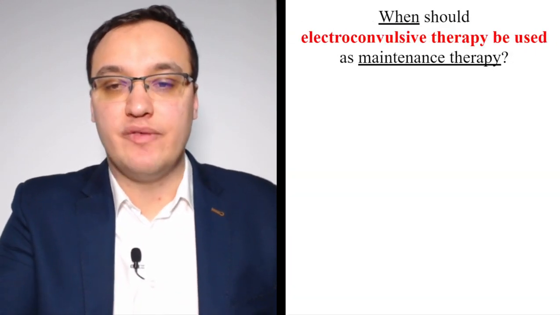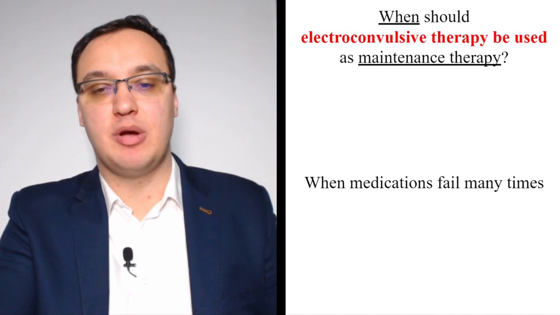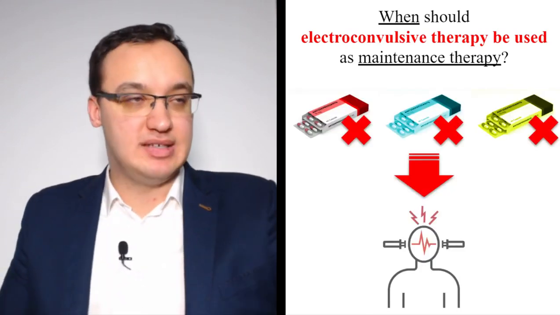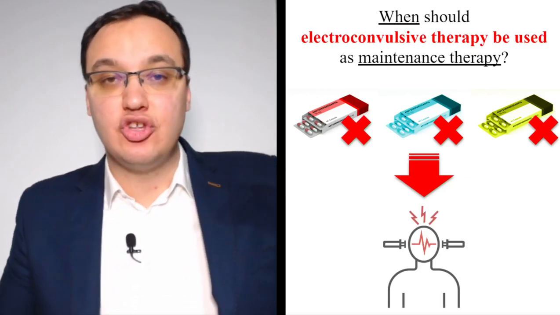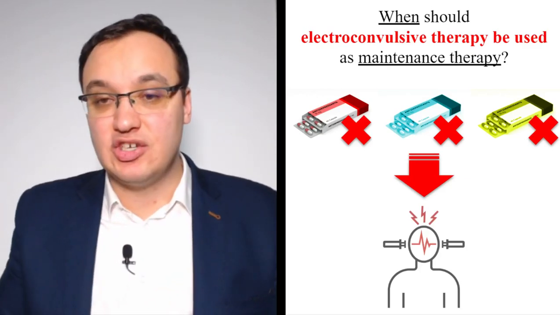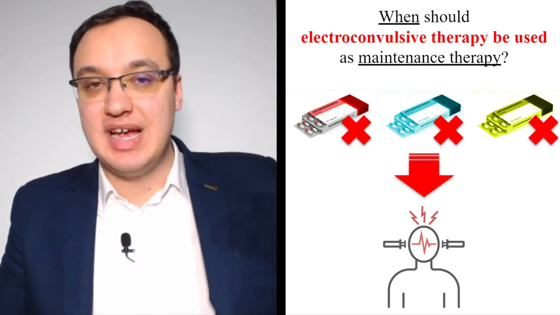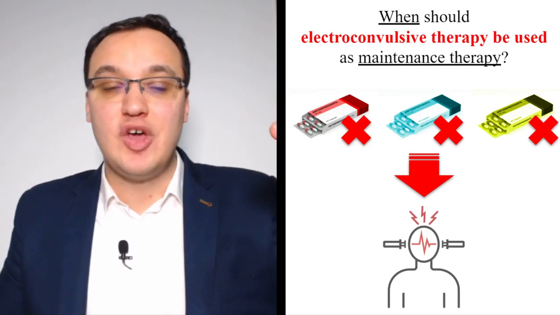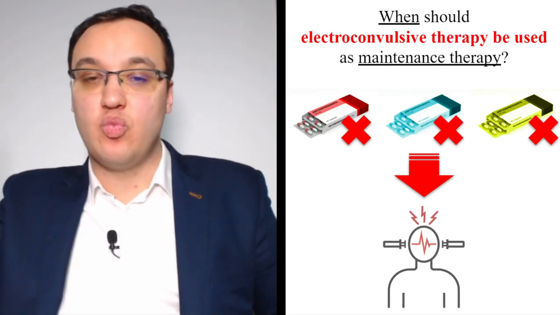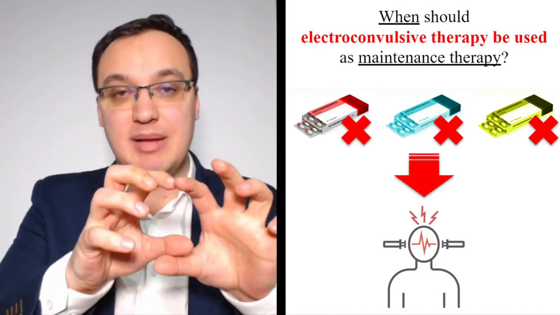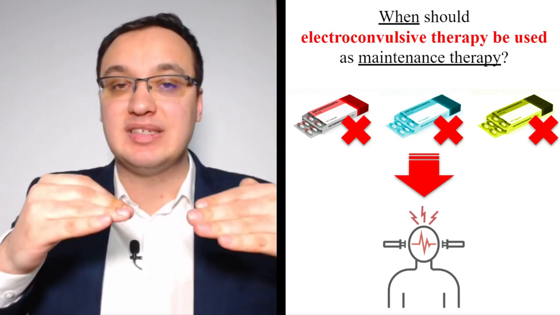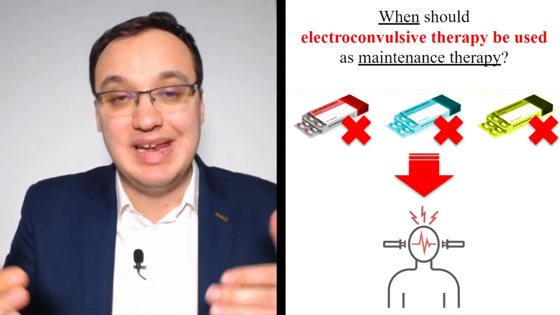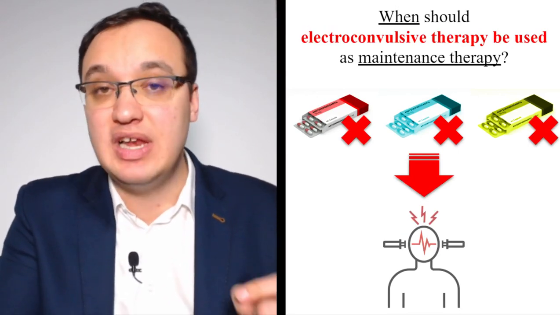Good. When should electroconvulsive therapy be used as a maintenance therapy? When medications fail many times. Meaning we tried this one, we tried to increase the dose, then we tried to switch the medication to another one, we tried to increase that dose, then we tried the combination therapy, one medication with another at the same time, we increased the dose, we optimized it, nothing works. Bam, electroconvulsive therapy. This is the last resort, one can say, and this is really good.